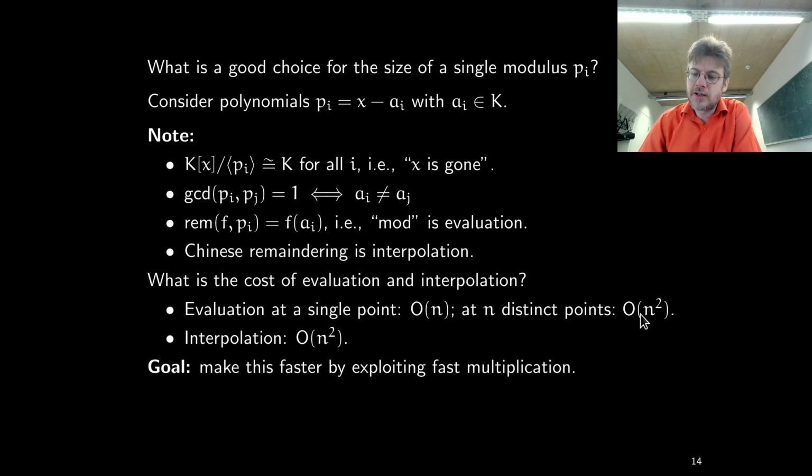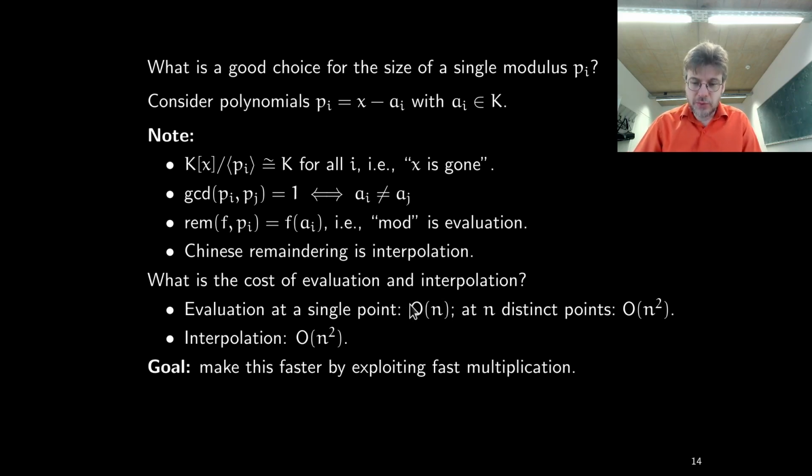We will see how to get down from n squared to something better, both for evaluation and for interpolation. For evaluation, that seems a bit surprising that this is possible at all, because if you think you are evaluating at n distinct points, then the distinct points have nothing in common, so you probably have to do n times an evaluation at a single point, and an evaluation at a single point is linear time. So how much better can it be than linear time? If you have a polynomial that has a linear size, you'll have to look at every coefficient. There are linearly many, so you can probably not improve this.